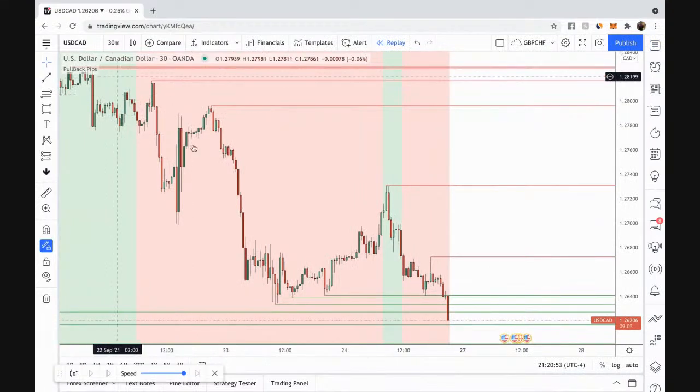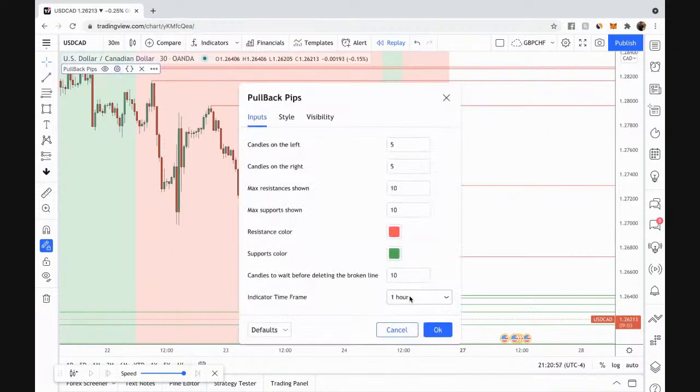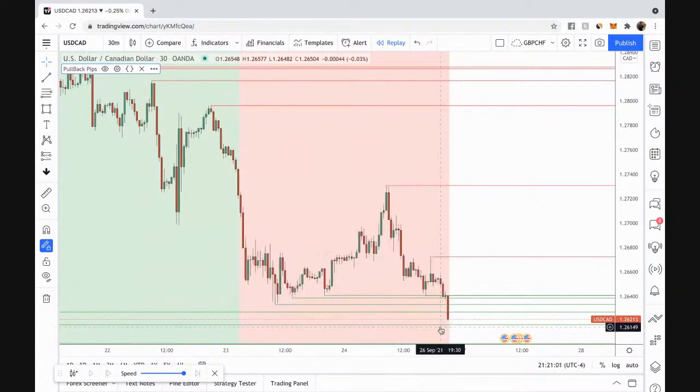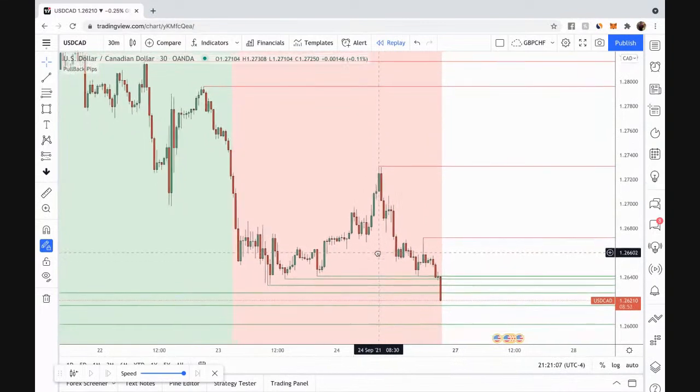The first thing I want you to do is, when you're on your 30-minute, your pullback pips either has to be on the 1 hour or the 2 hour, right? Either the 1 hour or the 2 hour. That's it. It cannot be on the same time frame, right? So last week already, we were able to identify that CAD JPY was in a potential seller's environment, right?